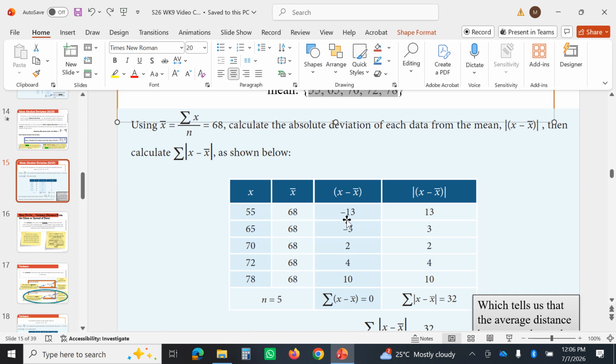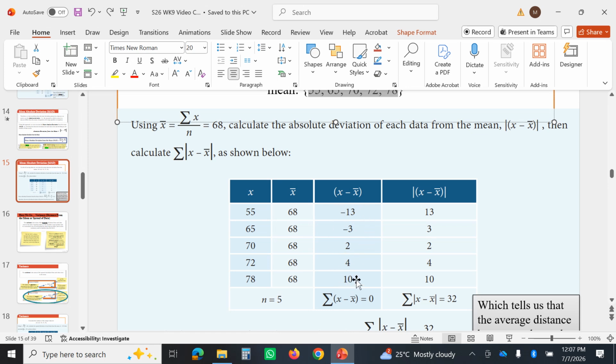55 minus 68 is negative 13. 65 minus 68 is negative 3. 70 minus 68 is 2. 72 minus 68 is 4. 78 minus 68 is 10.